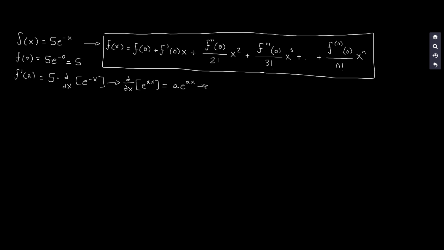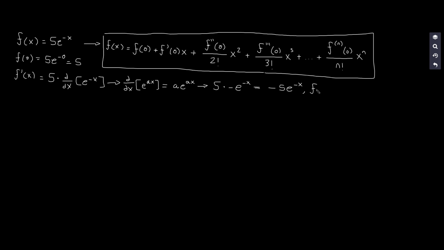So for us, we're going to have 5 times the derivative of Euler's number raised to the power of -x, but that negative is going to come out front, so it's going to be negative Euler's number raised to the power of -x. And that's just going to be -5 times Euler's number raised to the power of -x. I'm pretty sure.